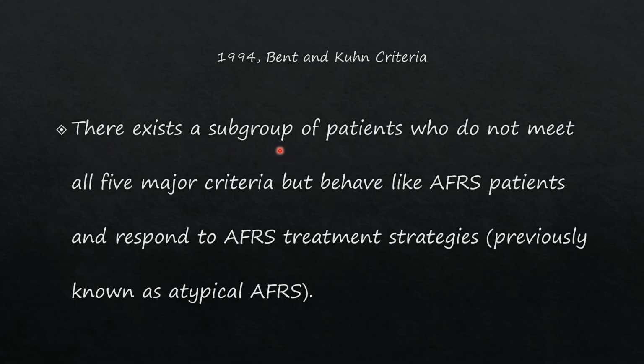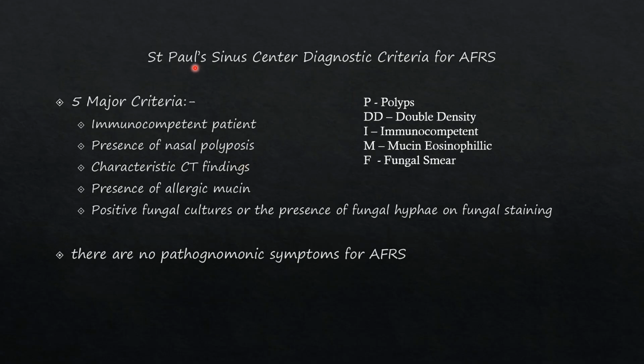There exists a subgroup of patients that do not fulfill the Bent and Kuhn criteria, for which this new criteria was proposed by St. Paul Sinus Center. So one is the Bent and Kuhn classification, one is the St. Paul Sinus Center diagnostic criteria. This is also having the same mnemonic. So we were saying PDD is 1MF, now PDD is MF. That is the only difference.